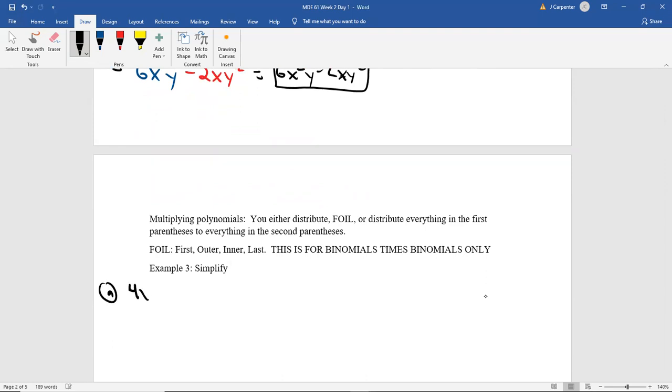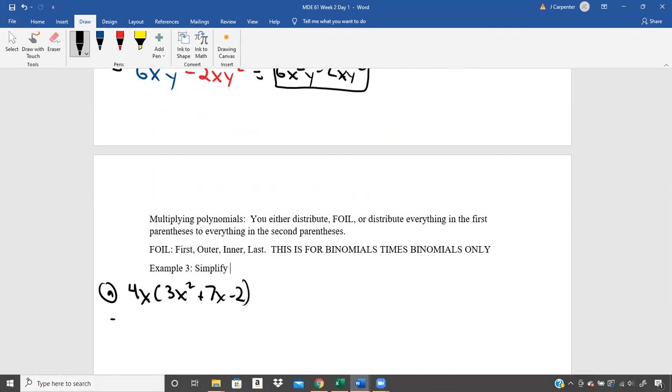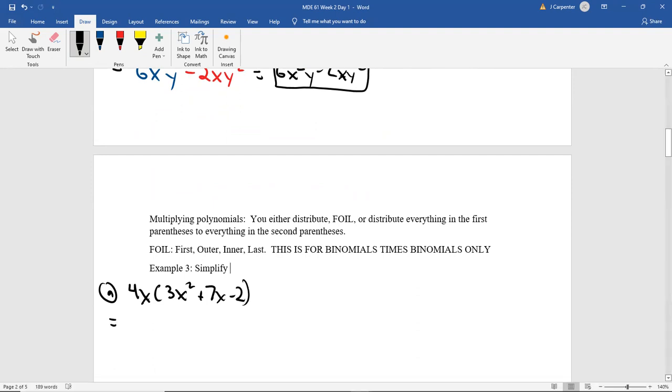So if I had 4x times, let's go with 3x squared plus 7x minus 2. A lot of people like to draw this up. When they say to distribute, they'll take the 4x times the 3x squared, the 4x times the 7x, and the 4x times the minus 2. I don't want to leave that there because it's covering up my writing. But if you like to do that little web, feel free to spin your webs.